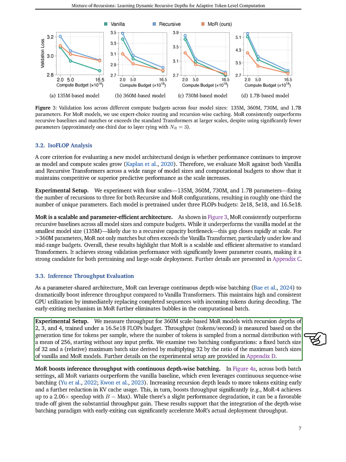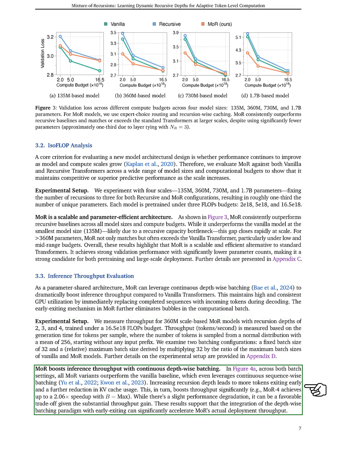For our throughput evaluation, we measure performance for 360 million parameter Moore models with recursion depths of 2, 3, and 4, all trained under a budget of 16.5 times 10 to the power of 18 FLOPs. We assess throughput in tokens per second based on the time taken to generate tokens per sample, with the number of tokens drawn from a normal distribution averaging 256, starting without any input prefix. We explore 2 batching configurations: a fixed batch size of 32 and a maximum batch size calculated by multiplying 32 by the ratio of the maximum batch sizes of the standard and Moore models. Our results show that Moore significantly boosts inference throughput with continuous depth-wise batching.